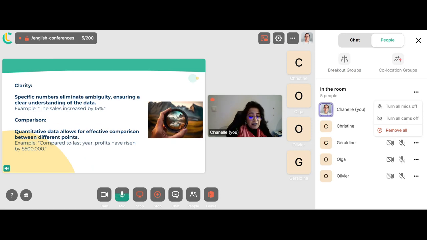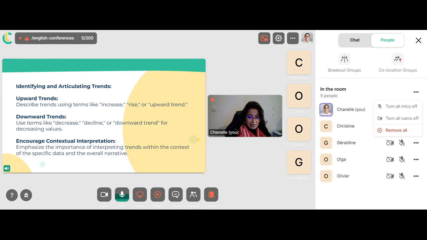Clarity. Specific numbers eliminate ambiguity. Ensure a clear understanding of the data. Example, the sales increased by 15%. Let's think about a comparison. Quantitative data allows for effective comparison between different points. For example, compared to last year, profits have risen by $500,000. So with clarity and with quantitative data, we are able to make a good comparison to show growth.